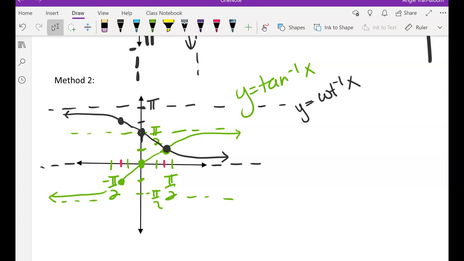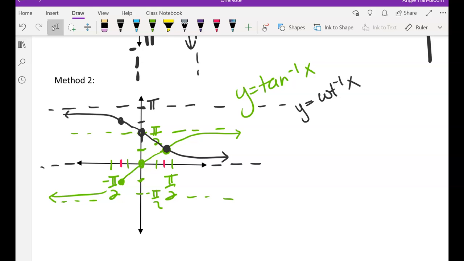So how are we going to do this? I would like for you to take the green, which is tangent inverse, and move it or flip it or whatever you want to do. Rotate it so that it will look like the black. What would you do first? Reflect it over the x-axis. Yeah, let's do that. Can we flip it?